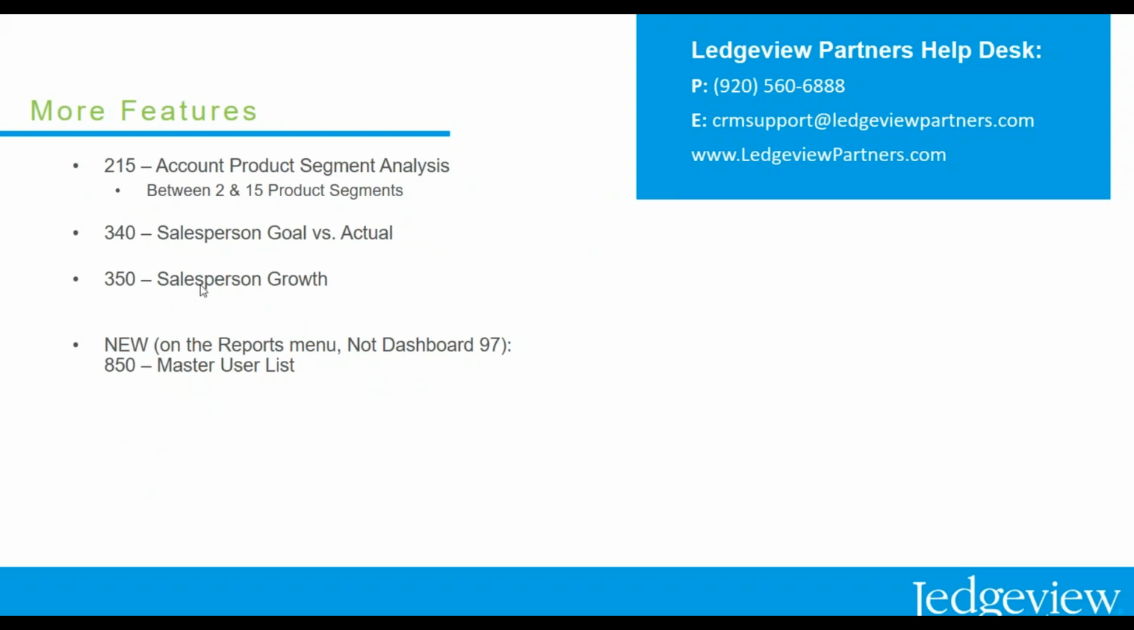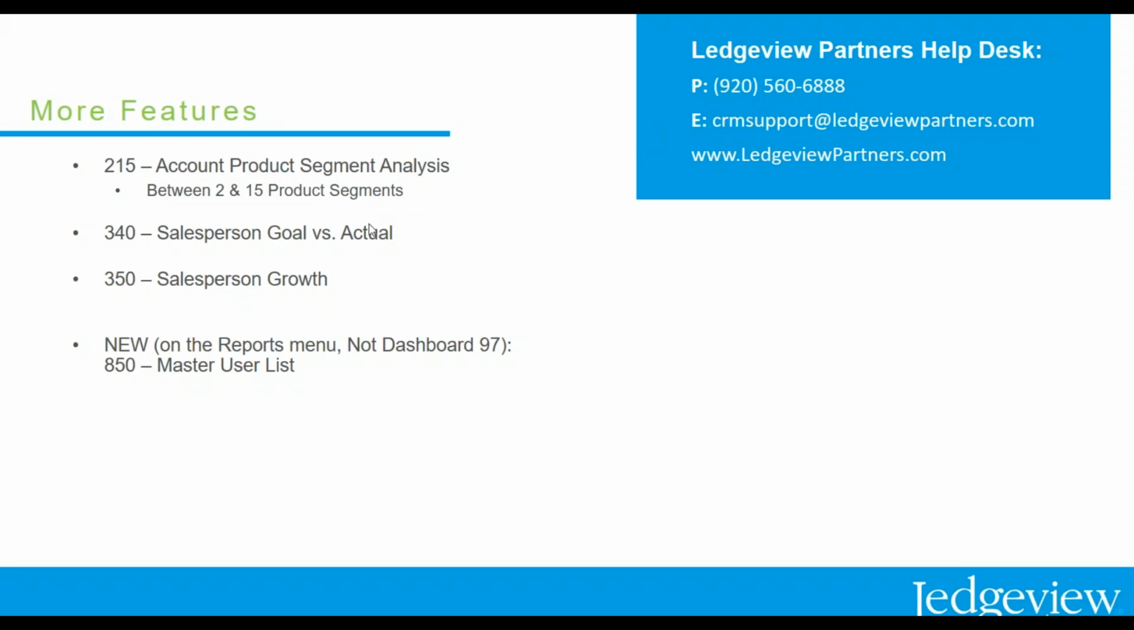All right, a few other ones which probably are not as significant. Report 215 lets you pick between 2 and 15 product segments, and then it shows you that data for each account. Most people use that to just compare volume to see if, hey, somebody's buying a lot of one product segment, why aren't they buying a lot of another? So adding profit per unit to that probably isn't like the greatest feature, but some of you might take advantage of that.